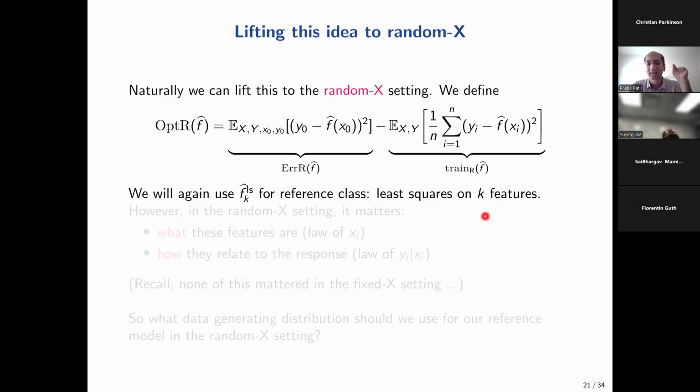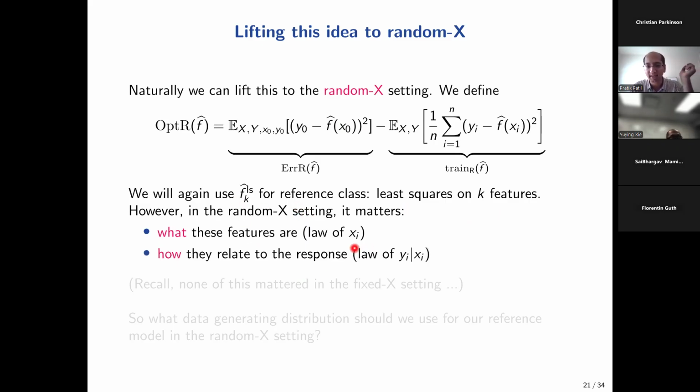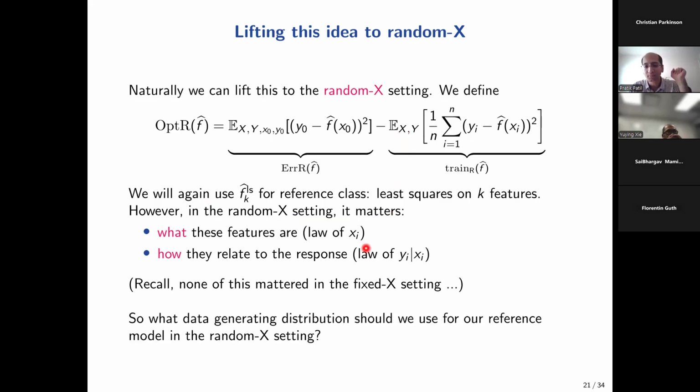But the slightly subtle point here is that in the random x setting, you have to be a bit careful when you define the reference class, meaning you have to tell me how I choose my features when I fit least squares. So you have to tell me the law of xi, and the conditional distribution. In the fixed x setting, this did not matter because the fixed x optimism of least squares was always 2 sigma squared k by n in the underparameterized regime. But for random x, this is going to matter. But it's not too big a deal.